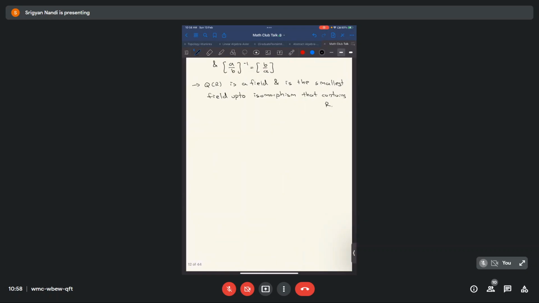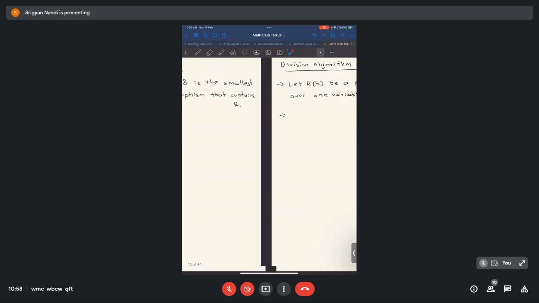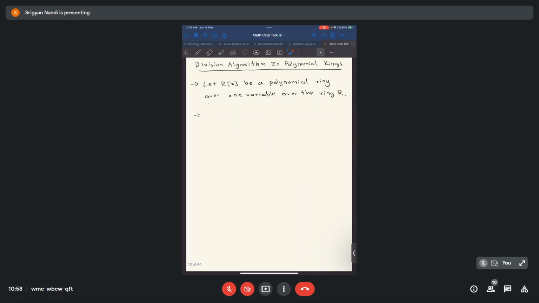And we have that the inverse of A by B is given by the equivalence class of B by A. So we have that Q of R is a field and is in fact the smallest field. And it is very trivial to prove that it is the smallest field, up to isomorphism, that contains the integral domain R.